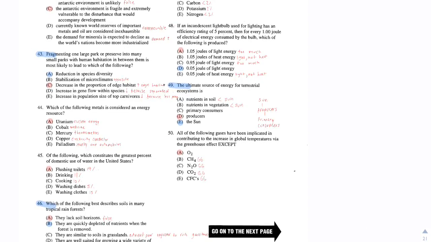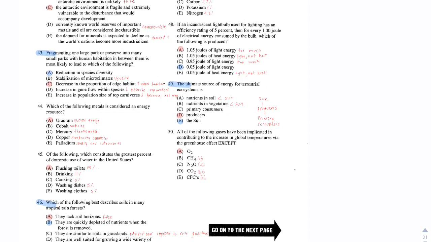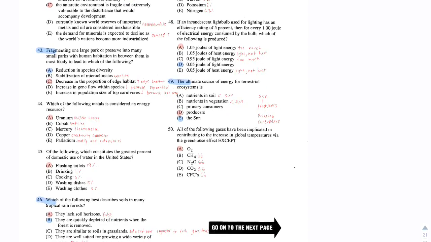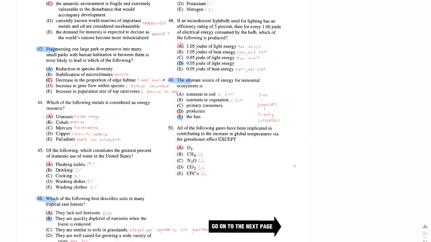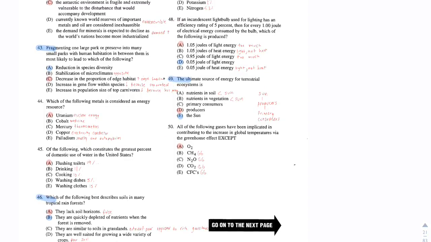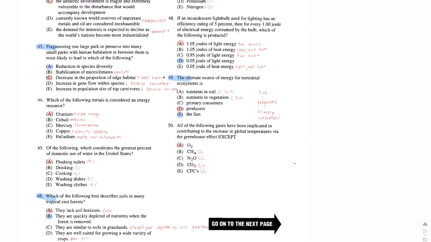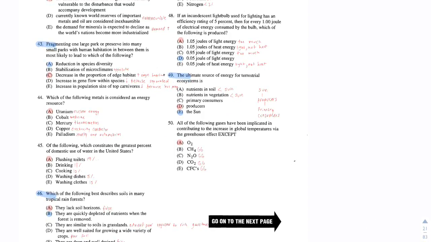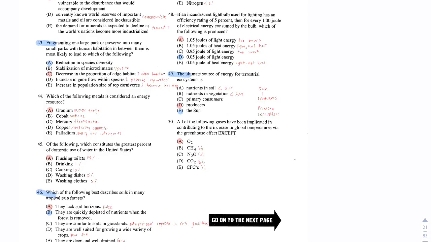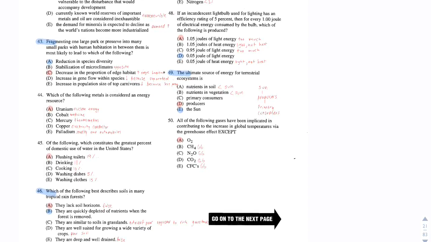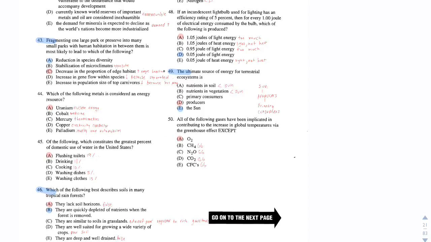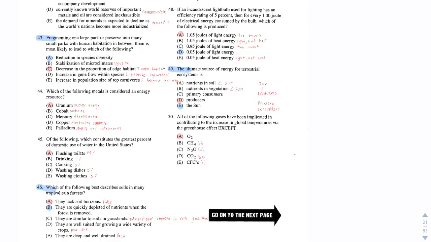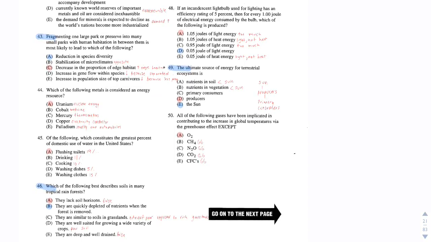Number 46, which of the following best describes soils in many tropical rainforests? The answer would be B, they are quickly depleted of nutrients when their forest is removed. A, that is false. Option C, they are similar to soils and grasslands. This is incorrect because nutrients are poor as opposed to rich in grasslands. Option D, they are well suited for growing a wide variety of crops. This is incorrect because it has poor soil, and option E is false.